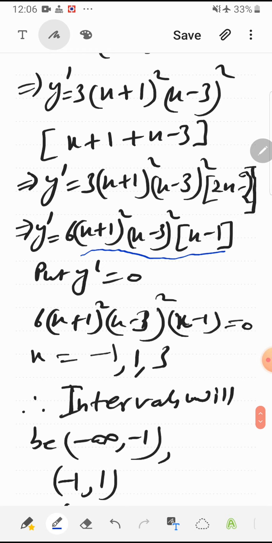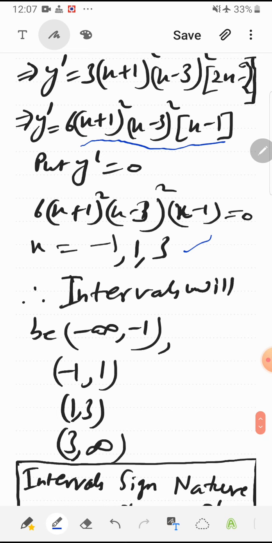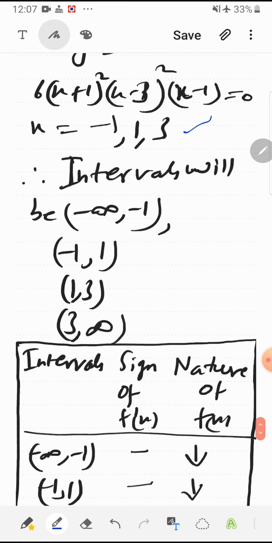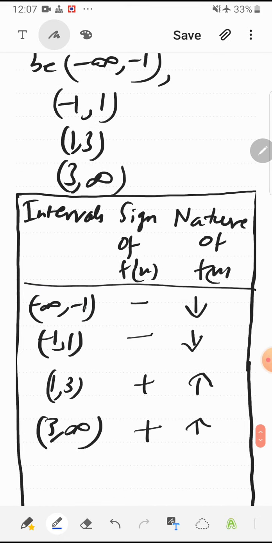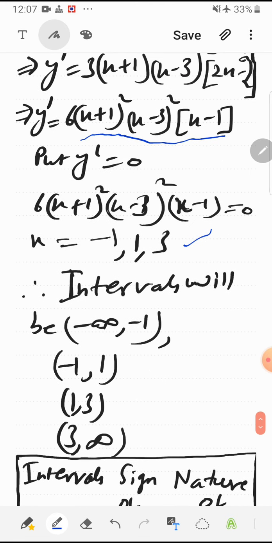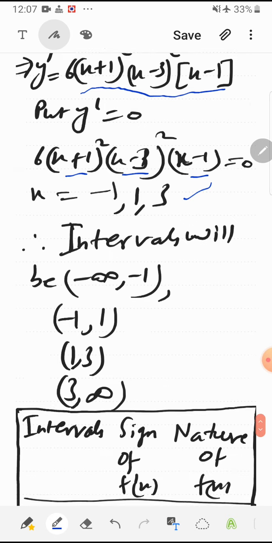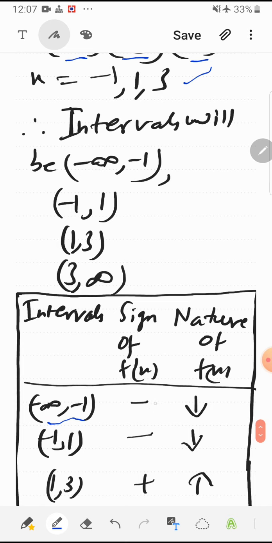So put y dash is equal to 0. There are 3 critical points and there are 4 intervals. Now I am checking these 4 intervals one by one. If I put any one point, say minus 2 from this interval, you can see minus 2 here and here is not giving any trend because these are squares, so overall it is positive. So when I put x is minus 2 here, it is negative. That means overall it is negative and the function is decreasing.